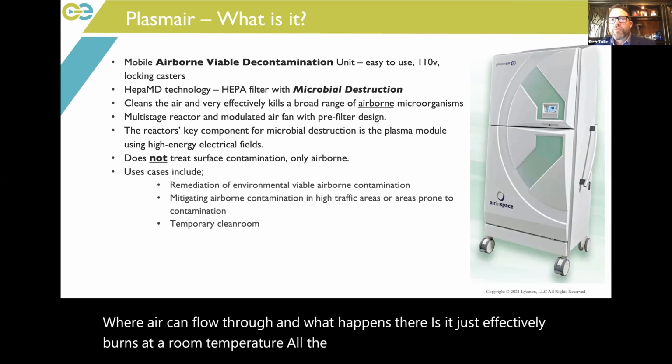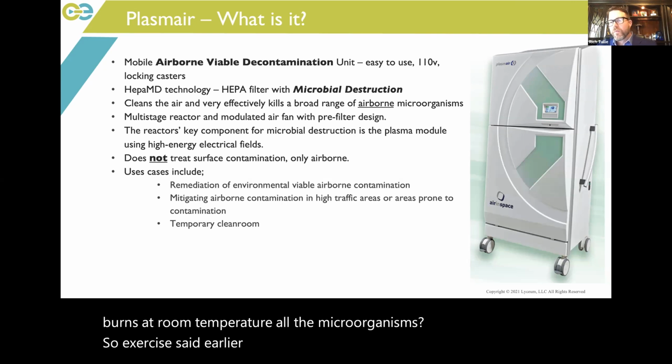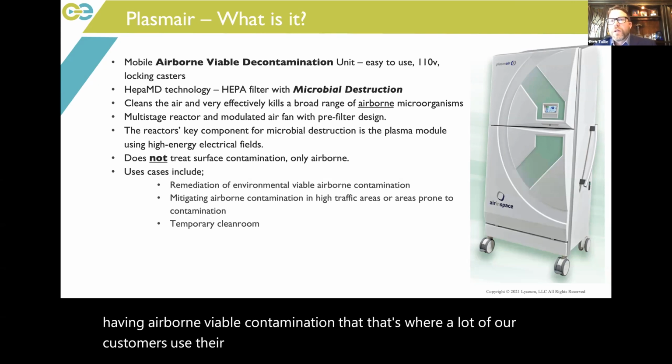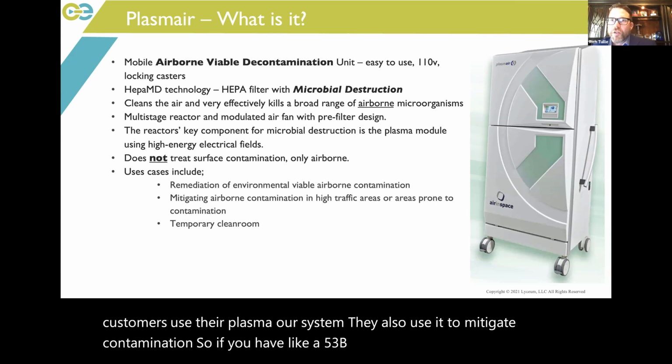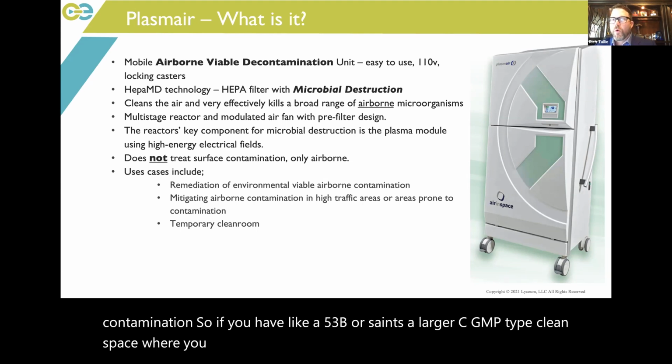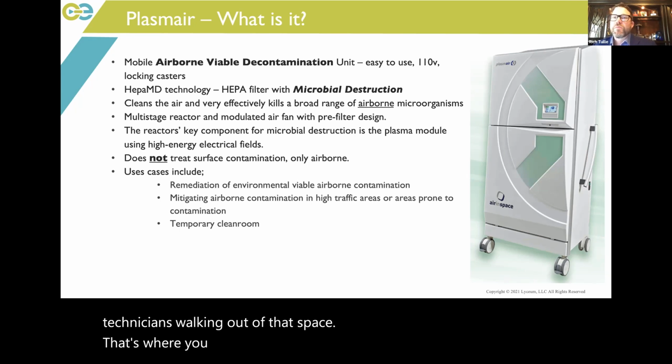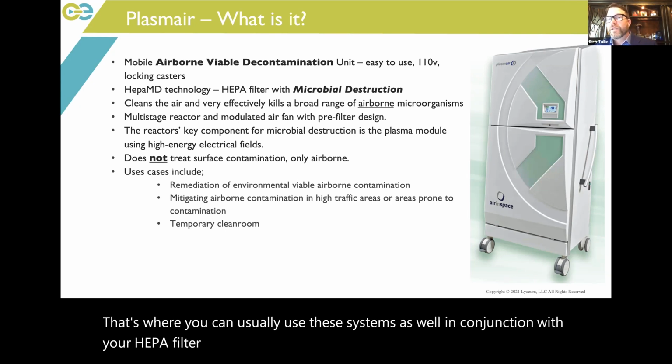So as I said earlier, it's remediation. So if you have a clean room that's having airborne viable contamination, that's where a lot of our customers use the Plasmair system. They also use it to mitigate contamination. So if you have like a 503B or say it's a larger CGMP type clean space where you have 6, 7, 8 hoods or more, and you have 6, 7, 8 or more technicians walking in and out of that space, that's where you can usually use these systems as well, in conjunction with your HEPA filter air supplied from the ceiling above. And I'll also have a picture of what we use in our temporary clean room.